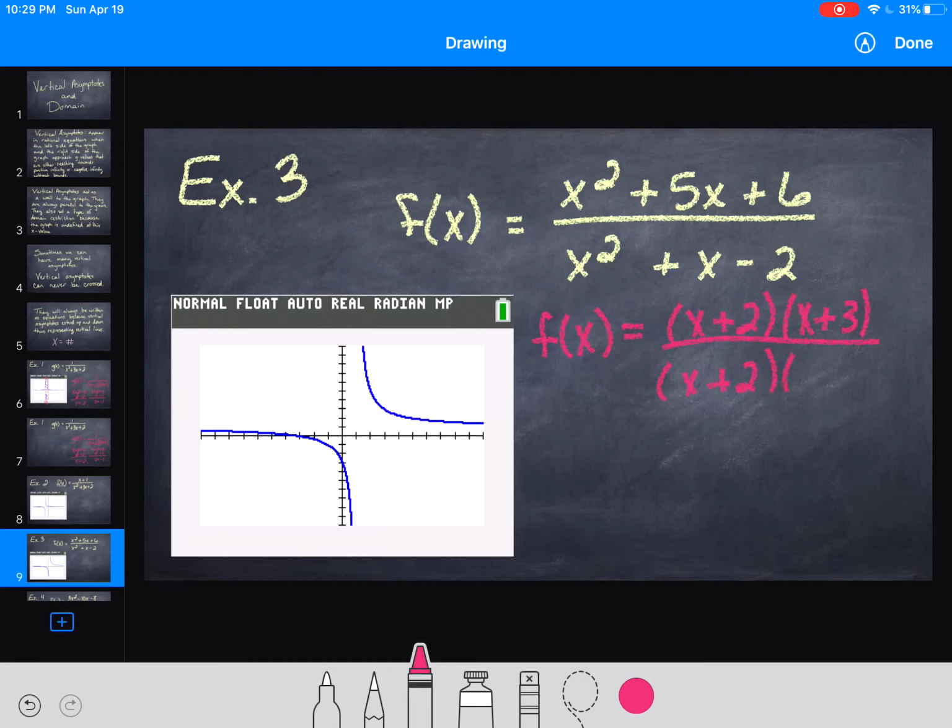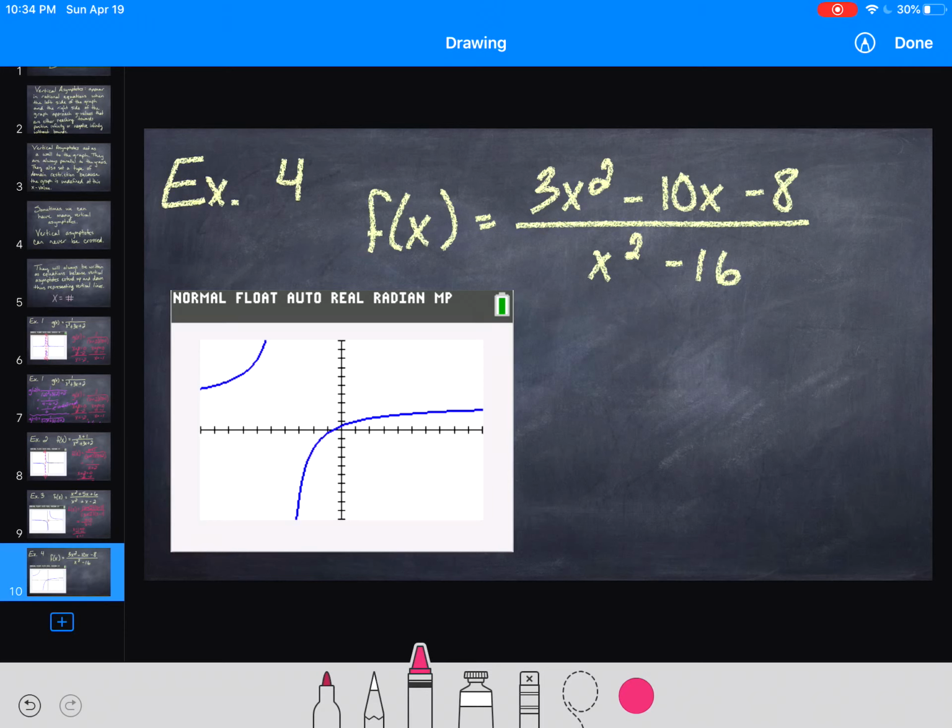x plus 3, all over x plus 2, x minus 1. I cancel the factors they have in common, and I end up with the reduced rational equation of x plus 3 all over x minus 1. The factor that remains in my denominator is the factor that I use to find my vertical asymptote. So I set x minus 1 equal to 0, and I solve for x, and I get x is equal to a positive 1. Let's take a look at example 4.